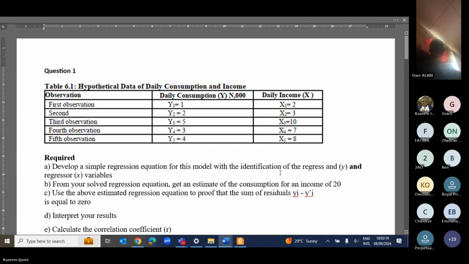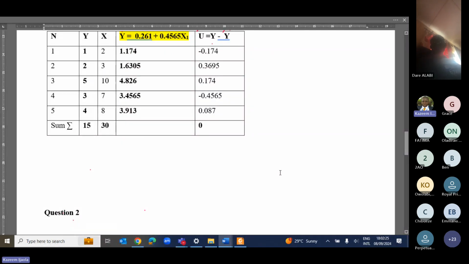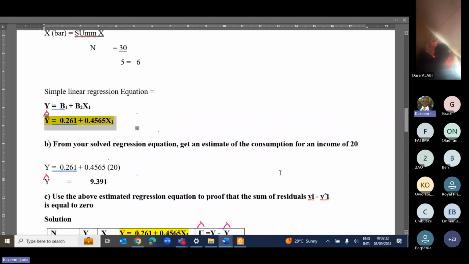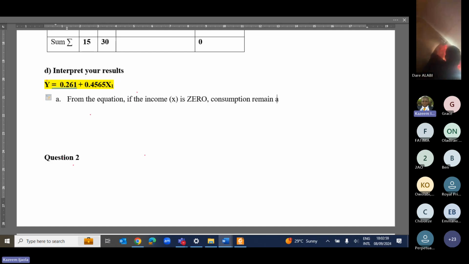D, interpret your results. I am going to interpret two results now. First, let me interpret this one. I will just write a one-line paragraph each. I would say from the equation, if the income X is 0, consumption remains at 0.261. Don't write too much grammar.